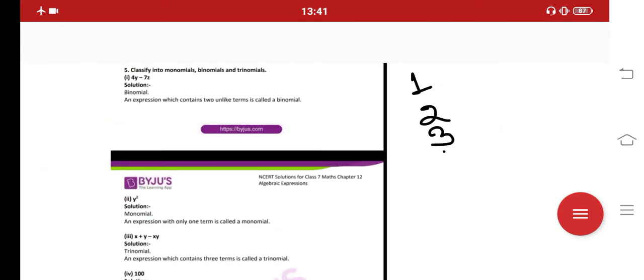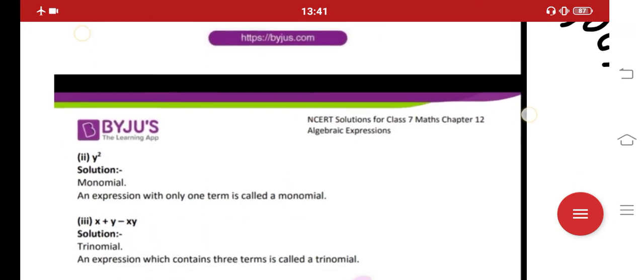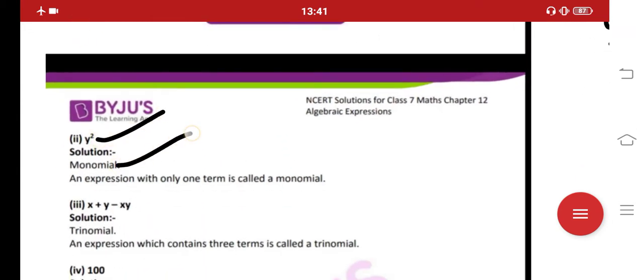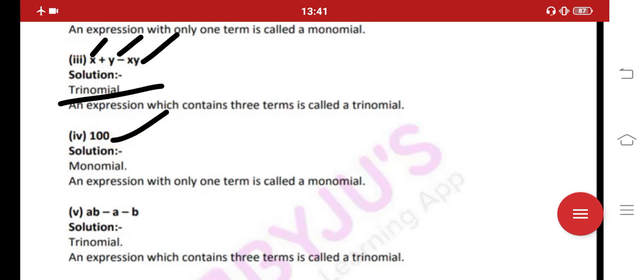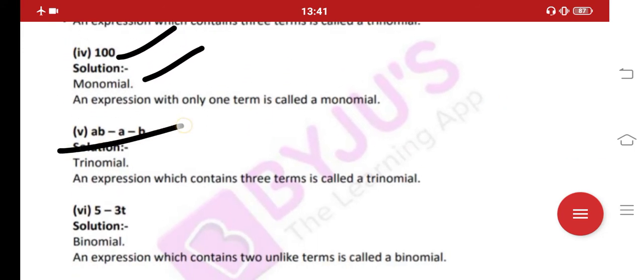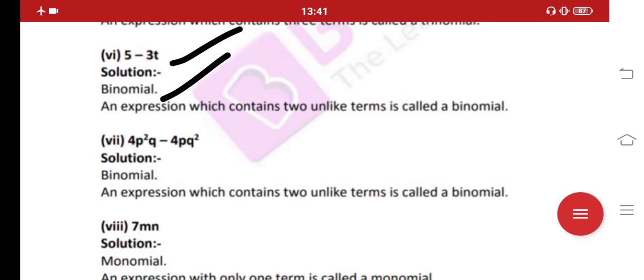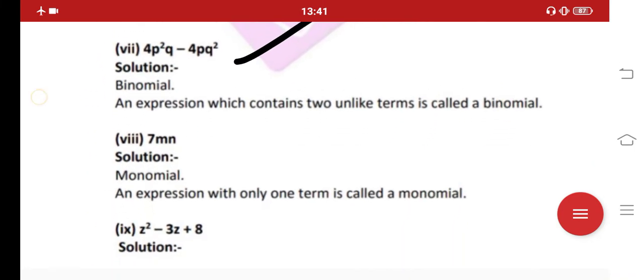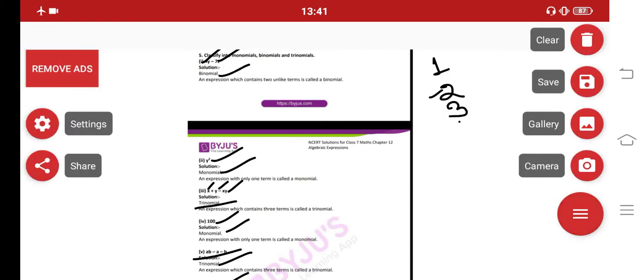Okay. So see here, how many terms we are having? This is first term, this is second term. So this is a binomial. Two terms means binomial. Second one, only one term is here, so this is monomial. Now here you can see 1, 2 and 3 terms are here, so this is a trinomial. Only one term is given, so monomial. 3 terms are given, so trinomial. 2 terms are given, so binomial. This is also 2 terms, so binomial. Okay, like this you can easily find out the given classification of monomial, binomial and trinomial. This is question number 5.